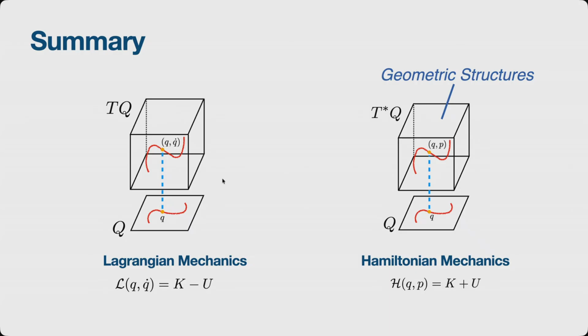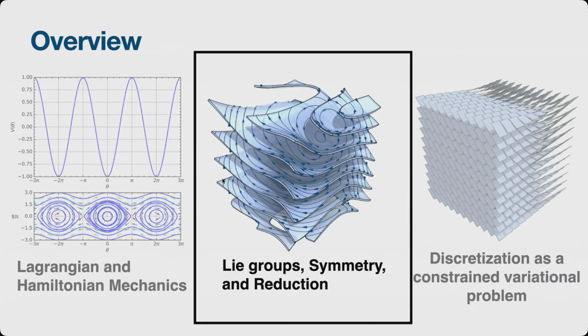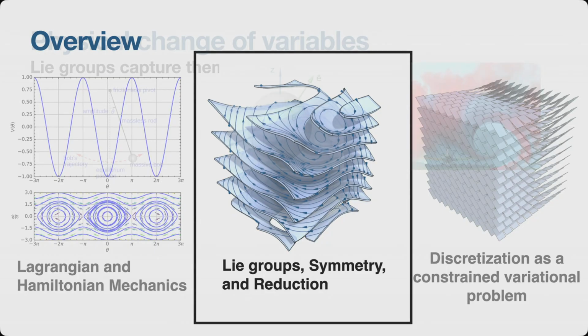Hey everyone. Okay, let's get into Lie groups. Right, so the next chapter that we're going to look at, and this is going to prepare us to finally get into the discretization world and constrained variations, is going to be Lie groups, symmetries, and reduction.